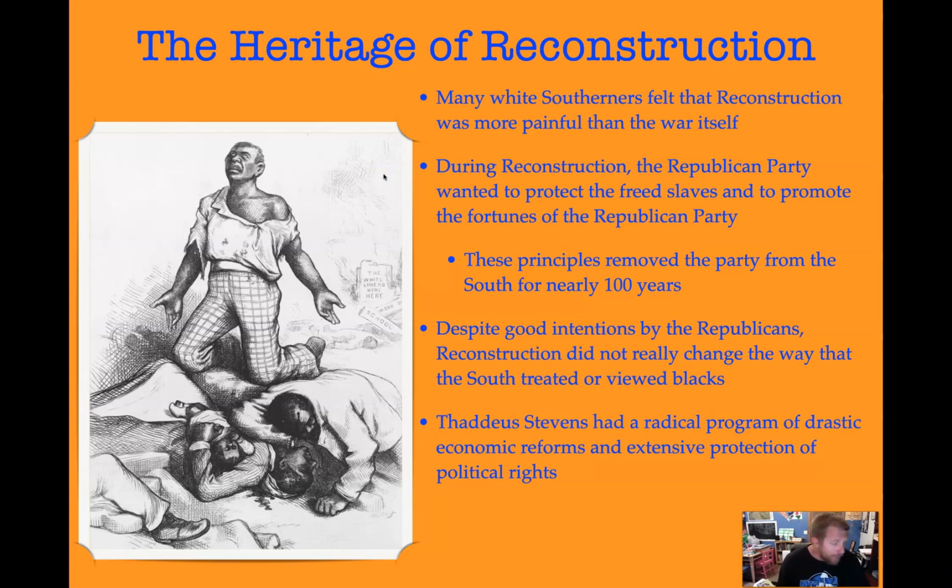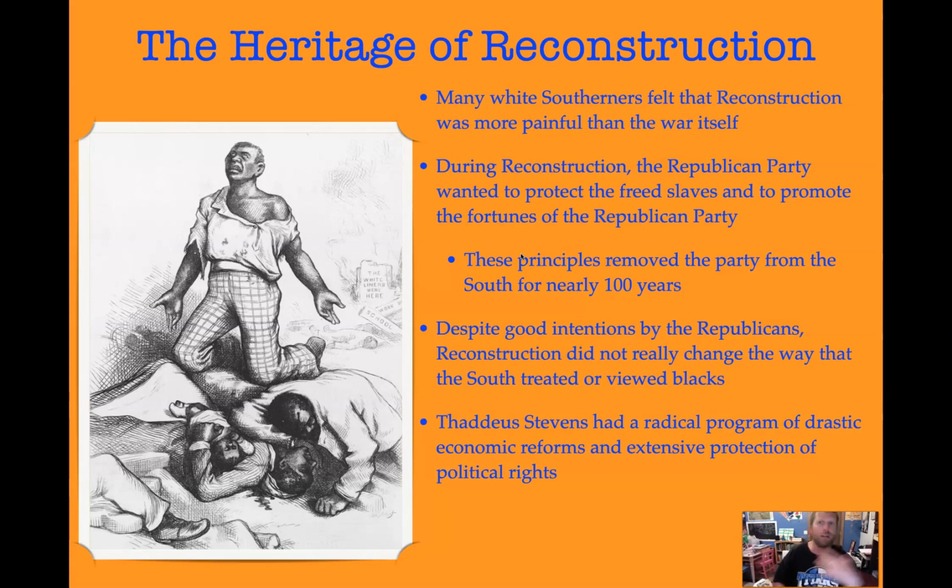Thaddeus Stevens, the leader of the radical Republicans, had this radical program of drastic economic reforms to try to help African Americans be economically equal, which then allows a lot of social equality and political equality. It doesn't happen. He also didn't have an extensive protection for political rights. And so largely when Reconstruction ends and Stevens dies, this kind of ends the dream of the voice of African Americans in government. And because of that, you have civil rights movements that start getting going in the teens and the 20s, and then in the 40s and 50s and the 60s. The 50s and 60s, the big one.